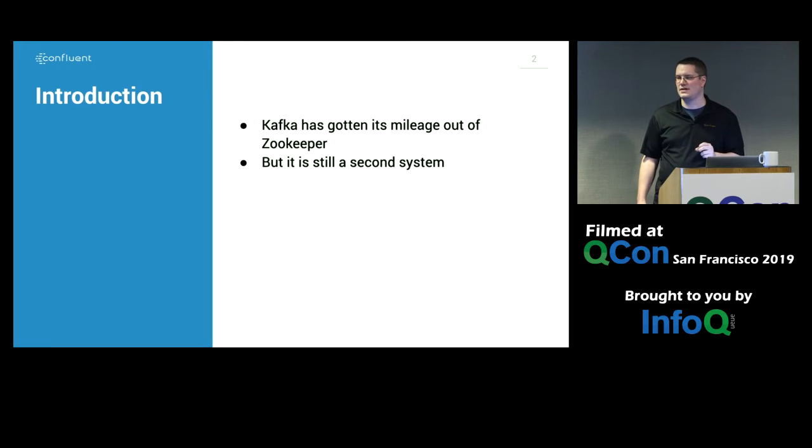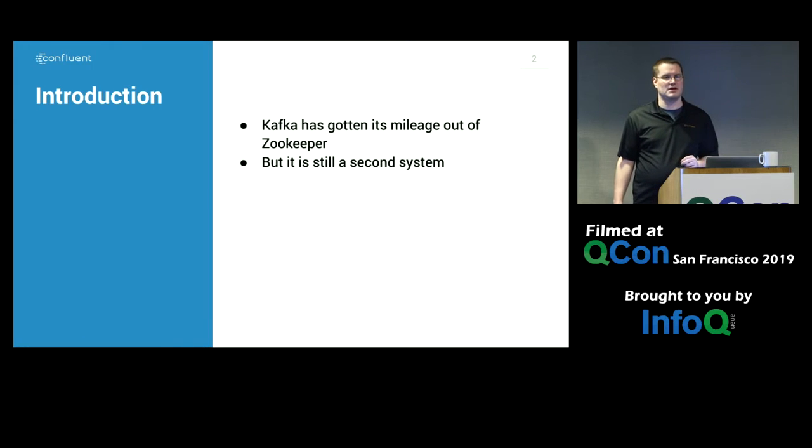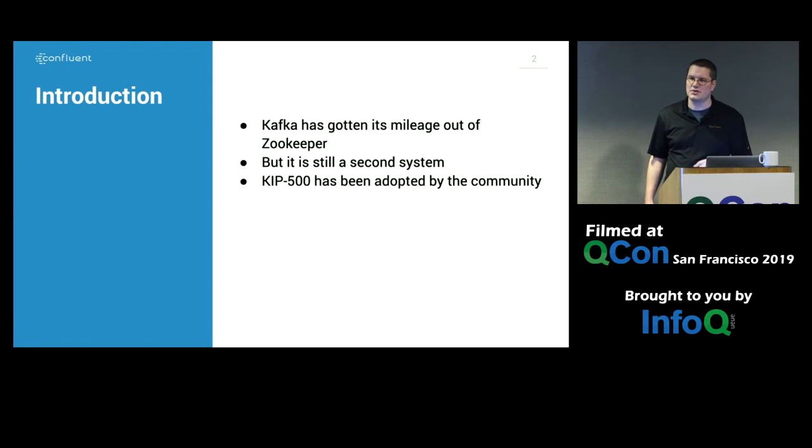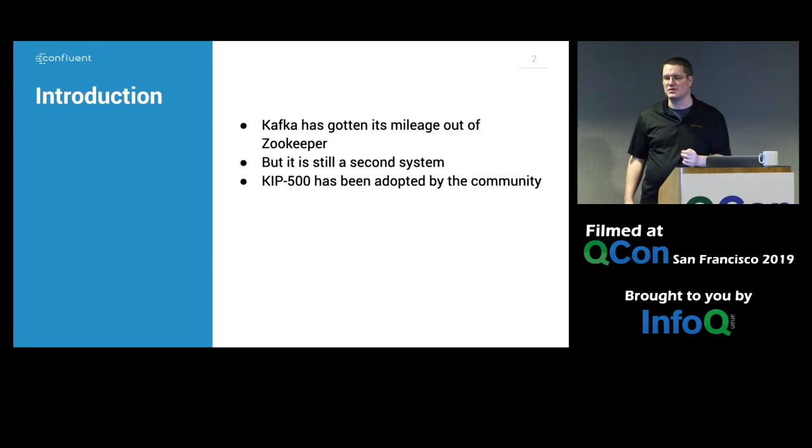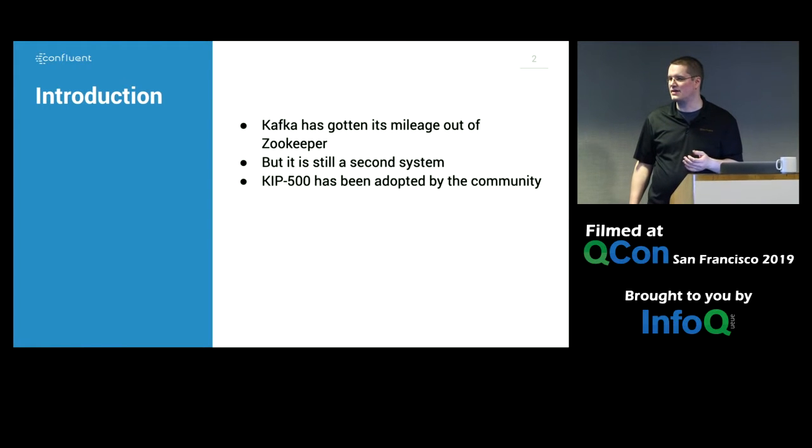But it is still a second system. So it's another thing people have to learn. It's another moving part. All of those things. So what we're talking about today is a new Kafka improvement proposal called KIP 500. That's talking about how we can move beyond Zookeeper and basically use Kafka itself to store our metadata and manage it.